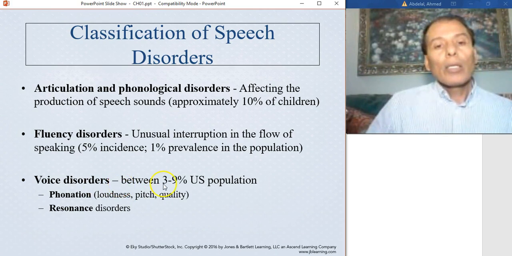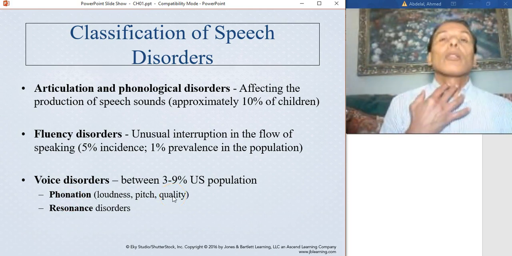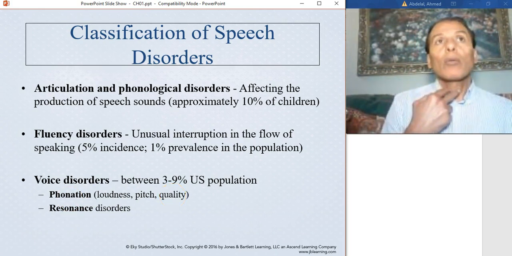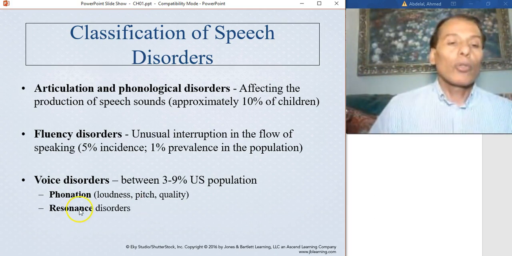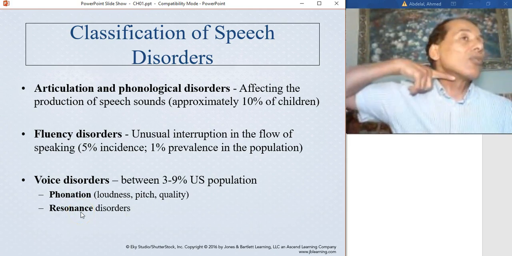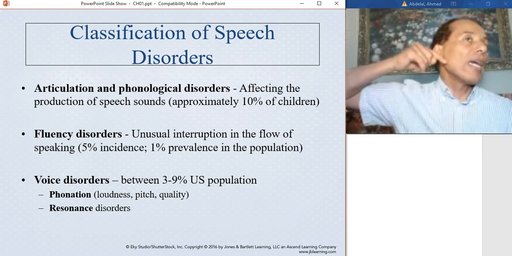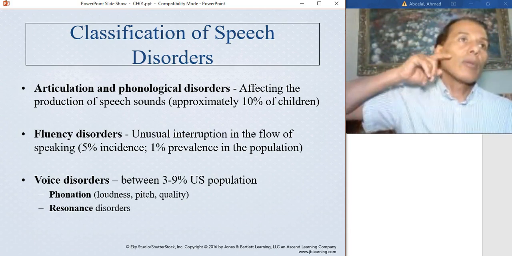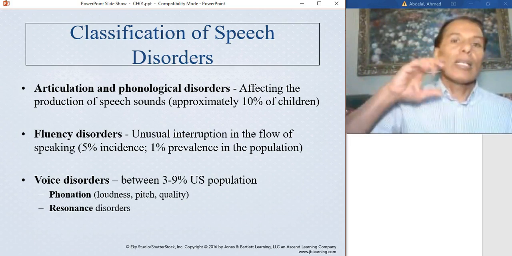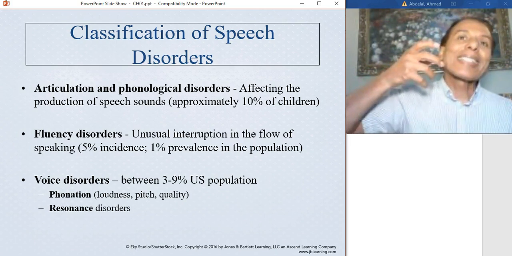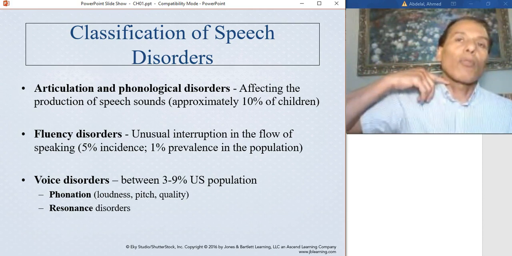So prevalence has to do with the actual number of cases that exist in a given period of time. Voice disorders exist in 3 to 9% of the population in the United States. For example, they have to do with problems resulting from the vocal folds, which we call phonation problems. The vocal folds phonate, they make a voice. They make a sound. Voice disorders can also be resonance problems, not having to do with the vocal folds, but with how the air is transmitted through the oral cavity and the nasal cavity, and how that air circulates and vibrates to repeat the sound that the vocal folds make.